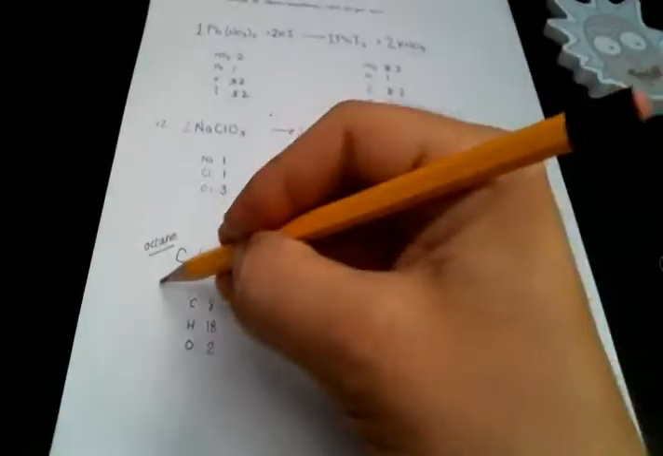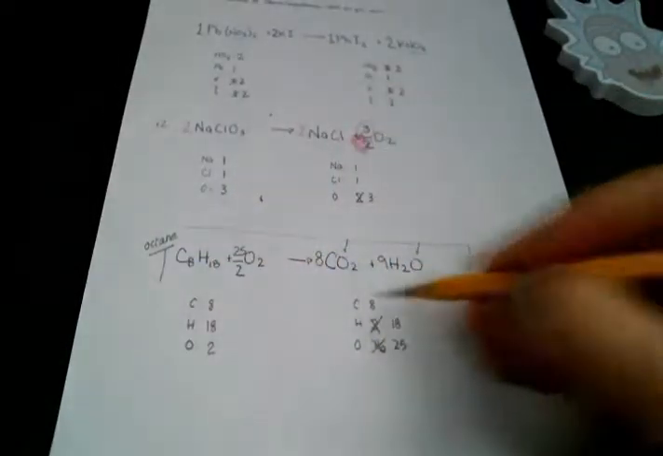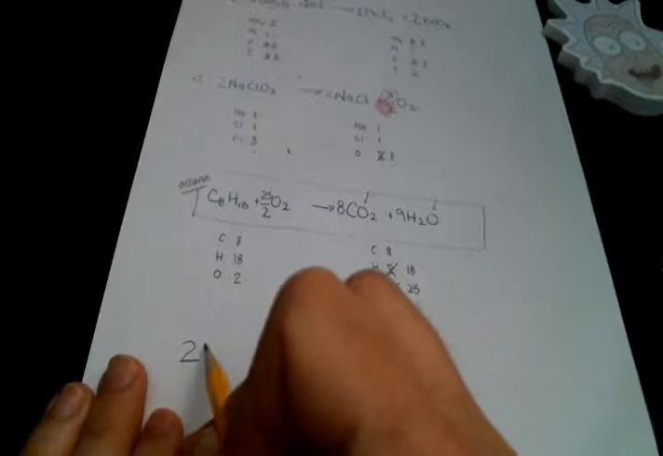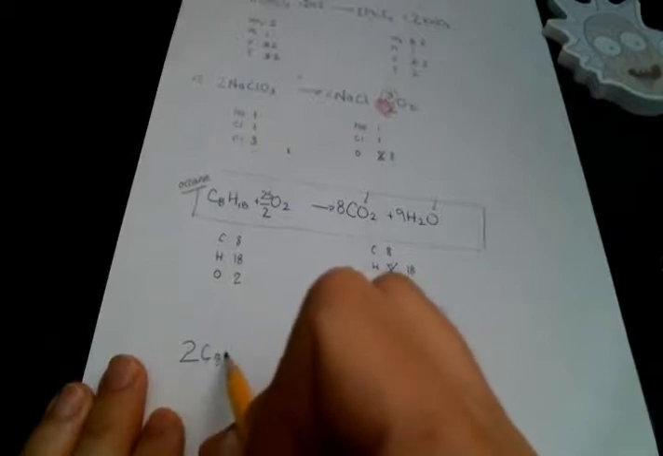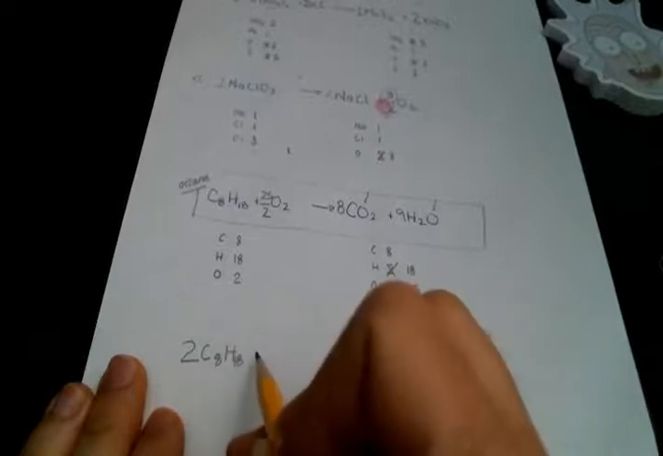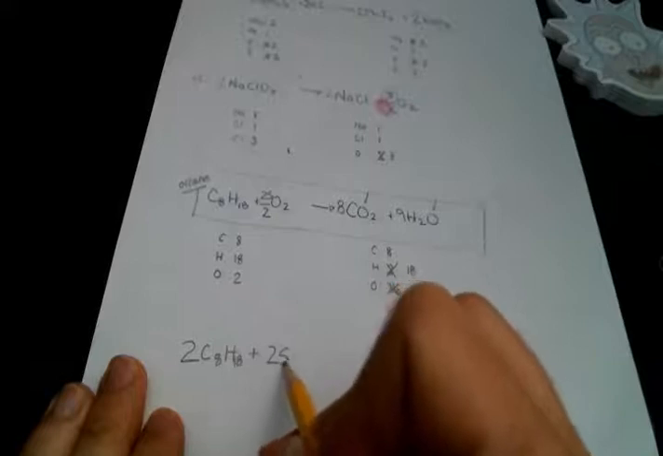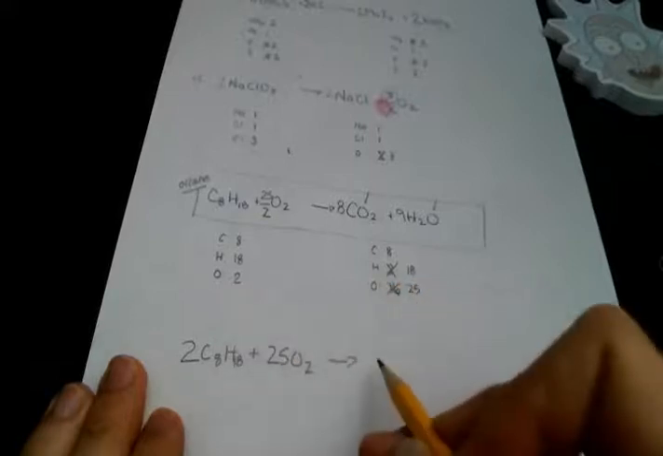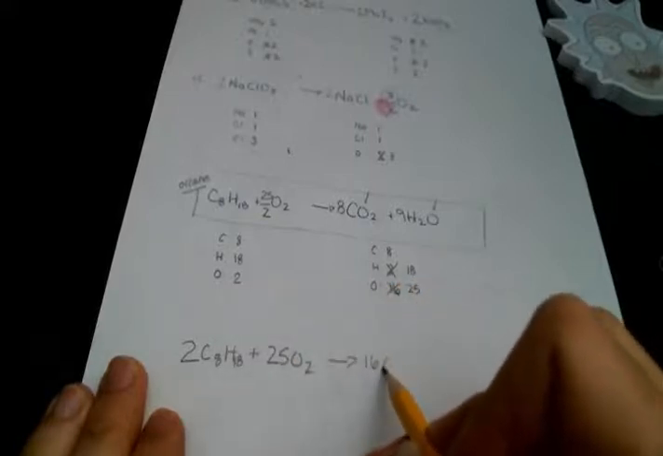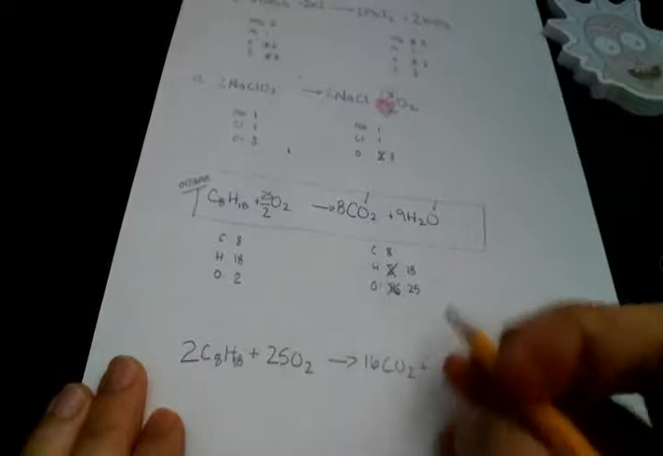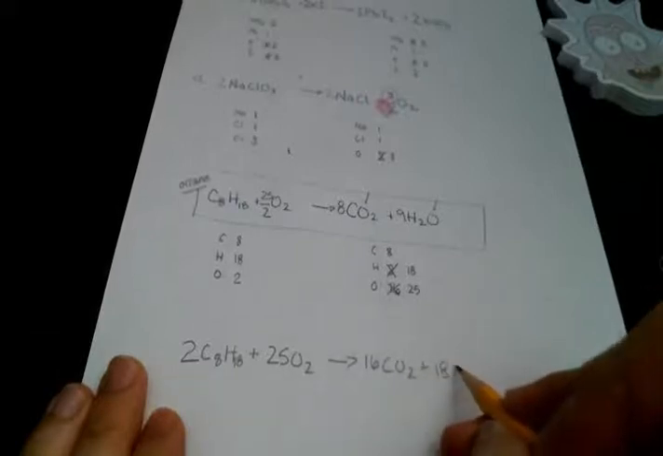And as I said, you are perfectly fine to just stop right here. That is completely correct. I would give you full marks for that answer. But if you want to multiply everything by 2, it's certainly not a bad idea. I need to remind myself to look at the page when I write instead of the screen. That'll be 25 oxygens. And then there'll be 16 carbon dioxides and 18 waters.